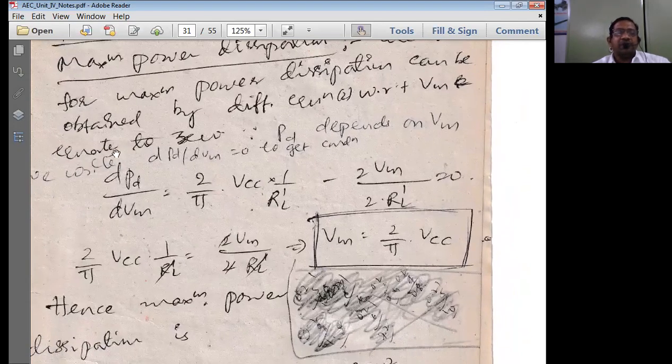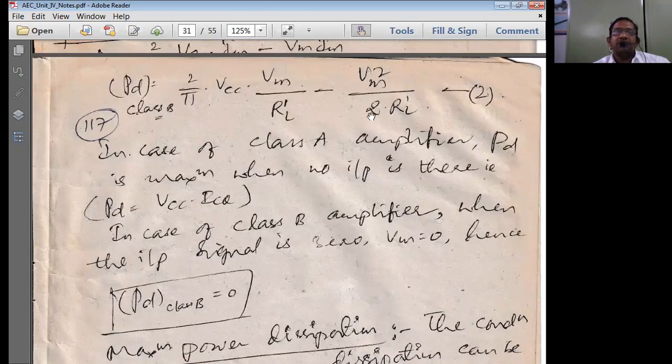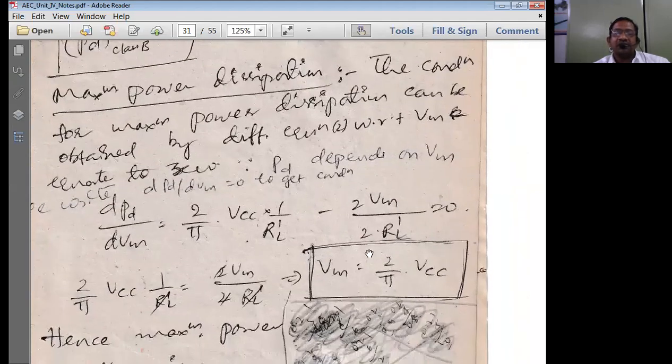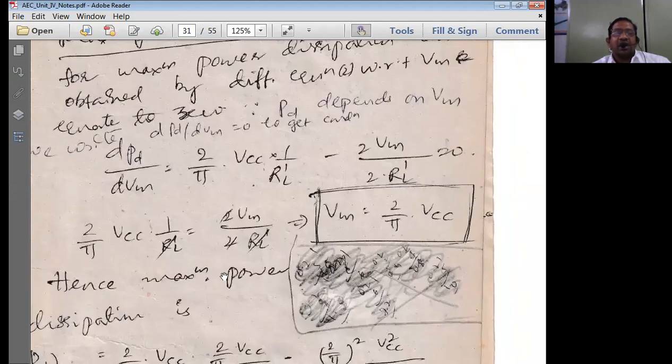So we simply differentiate with respect to Vm now. Therefore, here I can just simply write 1 by RL dash as it is. Here I am having Vm square, so differentiating, 2 into Vm by 2 into RL dash. So the 2 will get cancelled. And then this is equated to 0 to get a solvable equation. So when it is equated to 0, I can write 2 by pi VCC into 1 by RL dash is equal to Vm by RL dash.